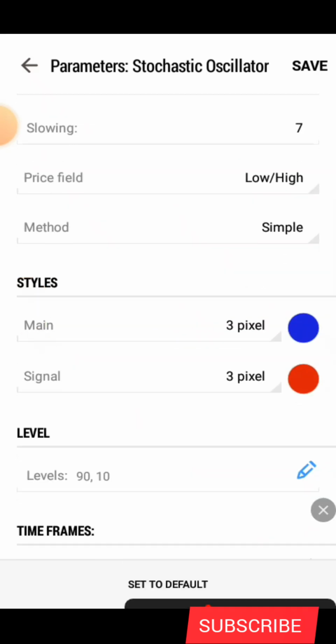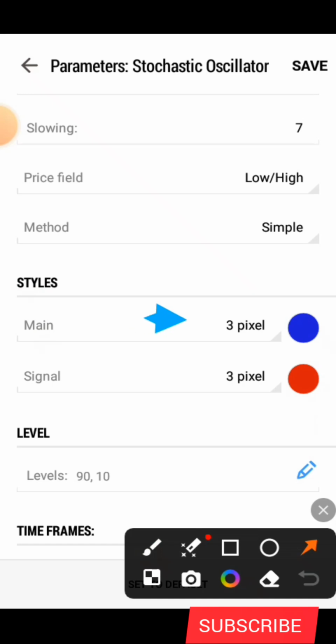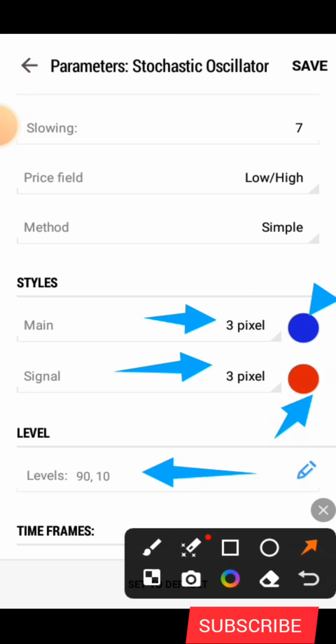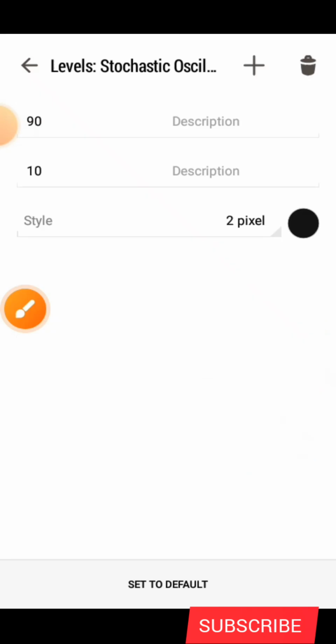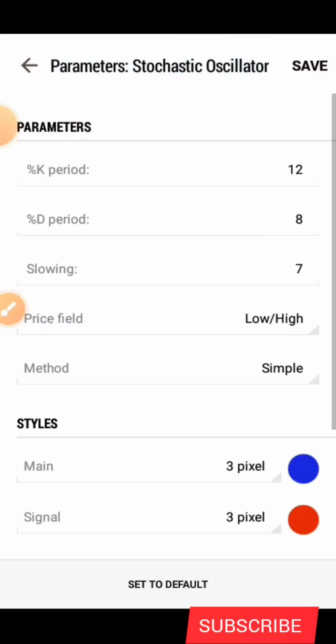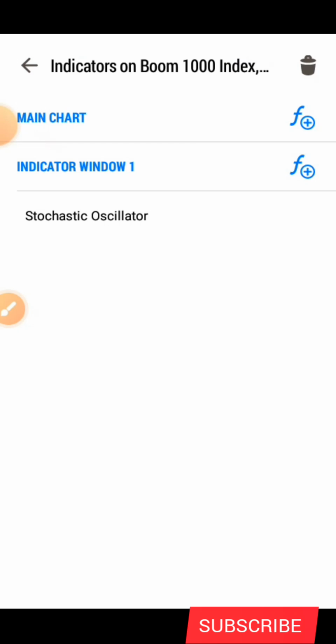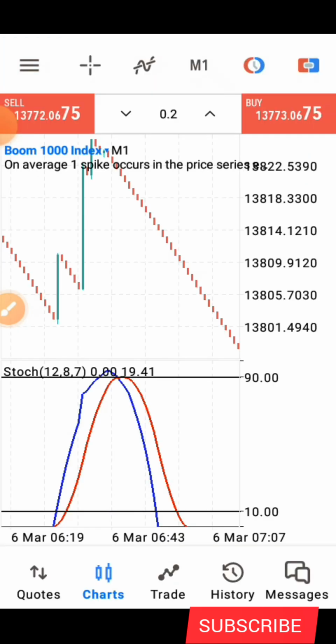Under the style, we have the main, which is 3 pixel, the color is blue. We have the signal, which is 3 pixel, the color is red. And under the level, we have the 9 and the 10 level. After that, you go back and click on save. Now after doing that, you're going to have something like this on your chart.